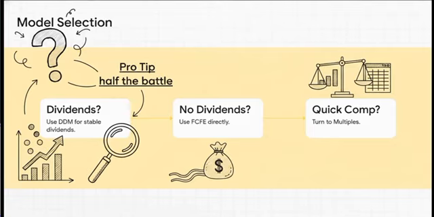Step 1. Does it pay stable dividends? If yes, use the DDM. Step 2. No dividends? Use free cash flow to equity. Step 3. Need a quick comparison across the market? Turn to your multiples. Memorizing this exact flow is going to save you so much crucial time on the clock.